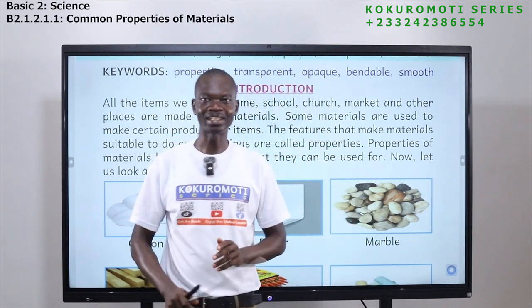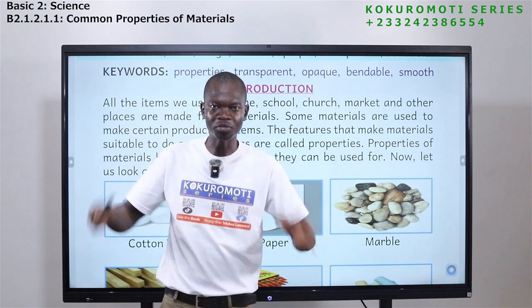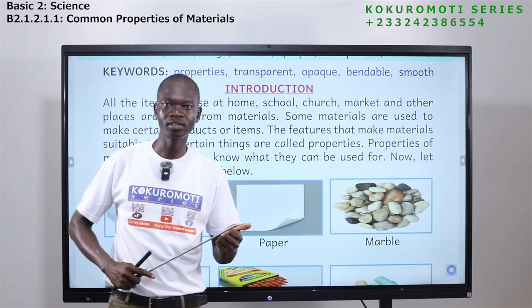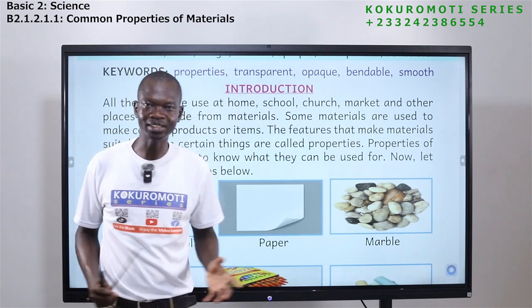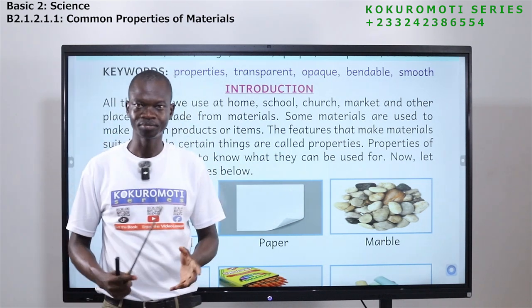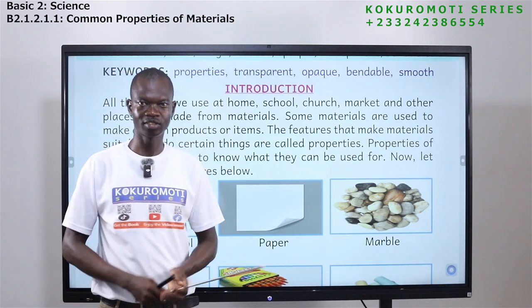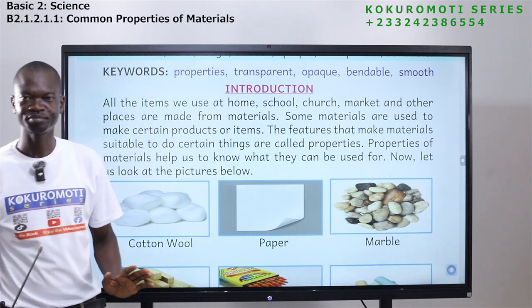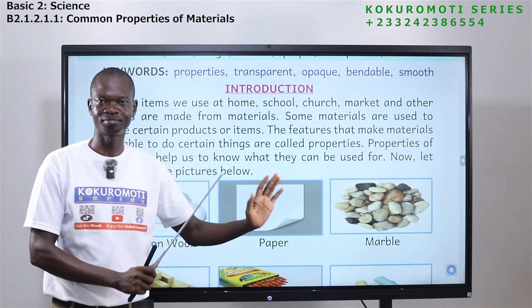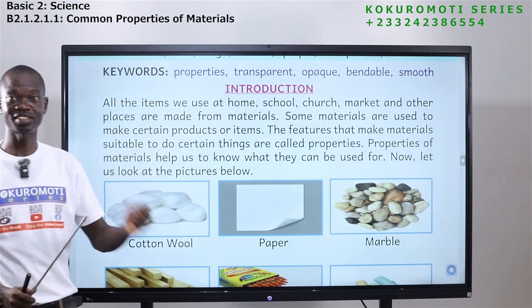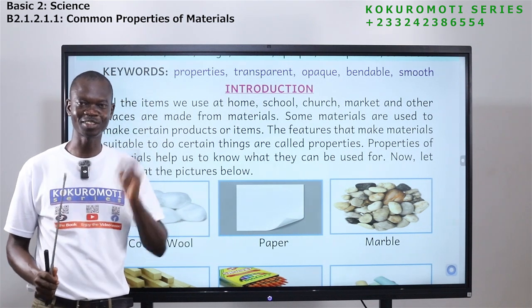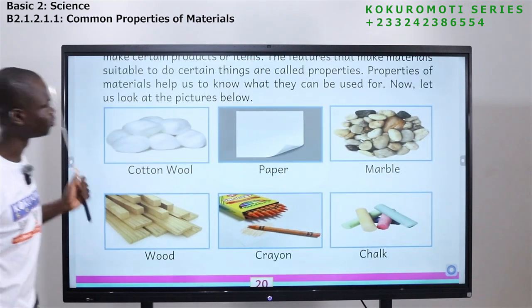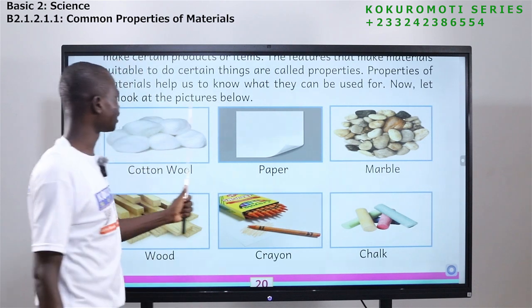What you should also understand is that the items that we use, the objects that we use, the book, the table, the chair, the pen, these are items, these are objects, these are products. But we use materials to make these things. I hope you understand it. Now you have seen what properties of materials are. You can give examples of materials, or you don't know the examples of materials. Don't worry, let's move on, and you get to know some examples of materials. Now, let's look at the pictures below.